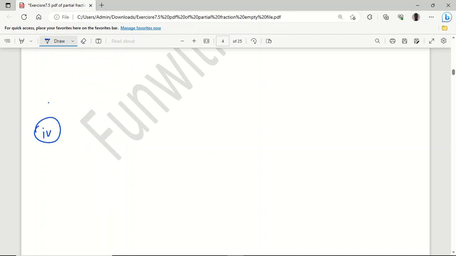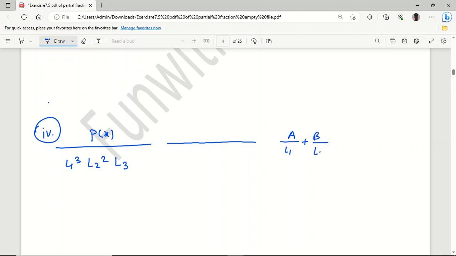Now I am moving on to the fourth type. The fourth is px upon L1 cube into L2 square into L3. I hope you can easily guess it. Again we will start with a upon L1 plus b upon L1 square. We will move on to the maximum degree, c upon L1 cube plus d upon L2 plus e upon L2 square plus f upon L3. And why are we moving from degree 1 to degree 3?